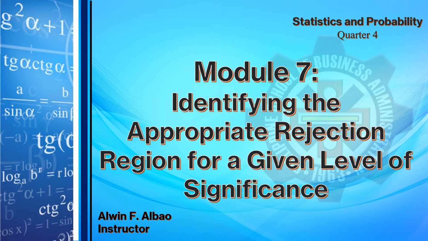Our discussion for today is about identifying the appropriate rejection region for a given level of significance. This will be under Module 7.